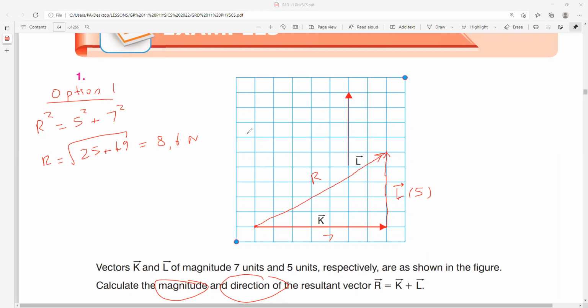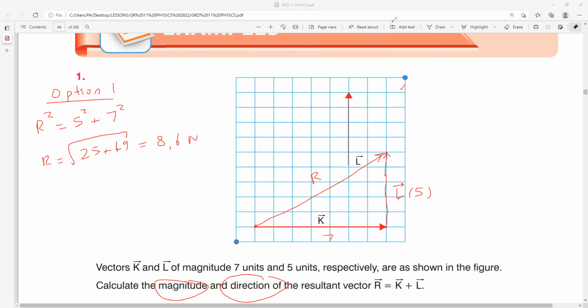I hope it is clear, people. Question 1. Do you have any difficulties? Please ask on chat. First of all, on the diagram, we are taking L without changing direction and putting it at the head of K. After that, we are drawing a line from the tail of K to the head of L. It is our option 1, and then we are calculating option 2.